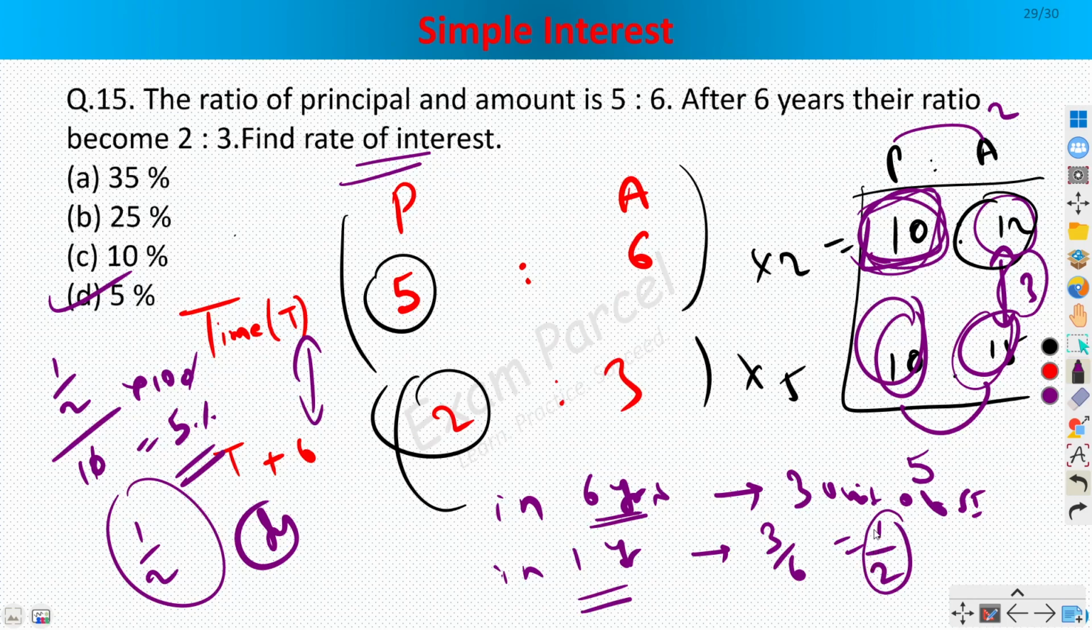And rate percent is always calculated on 1 year. So half is what percentage of principal? So principal is 10 units. Don't say that principal is 1 unit, okay? Because principal is 10 units. So half is what percentage of 10? Then we calculate and we found 5%. So I hope this is clear to you.